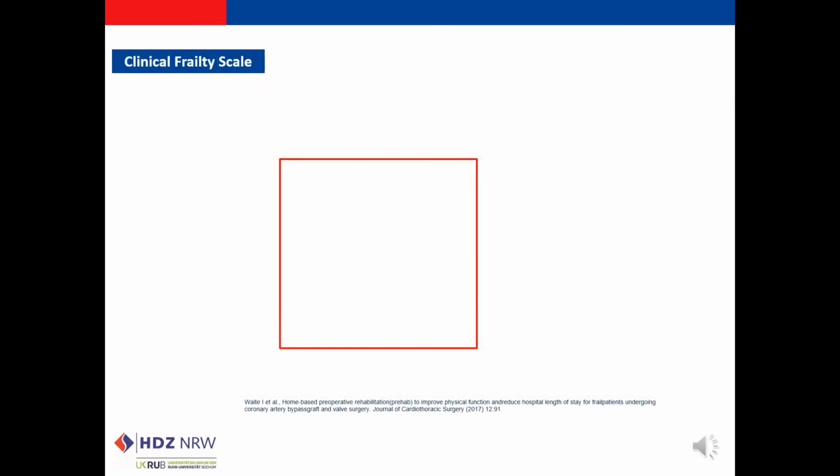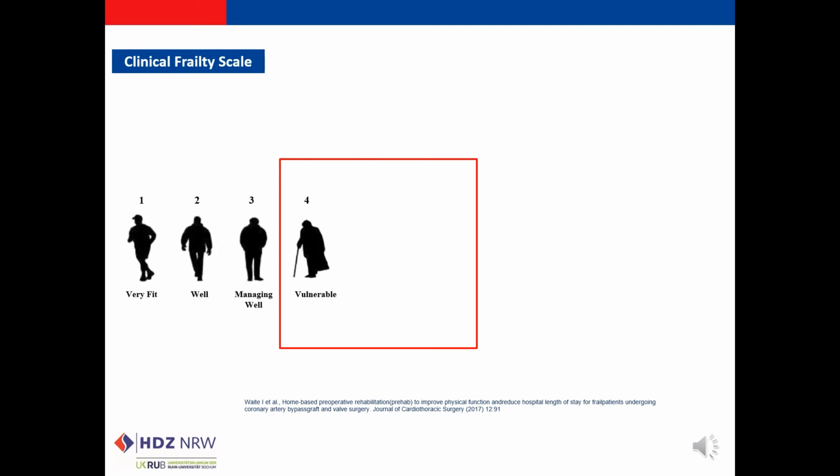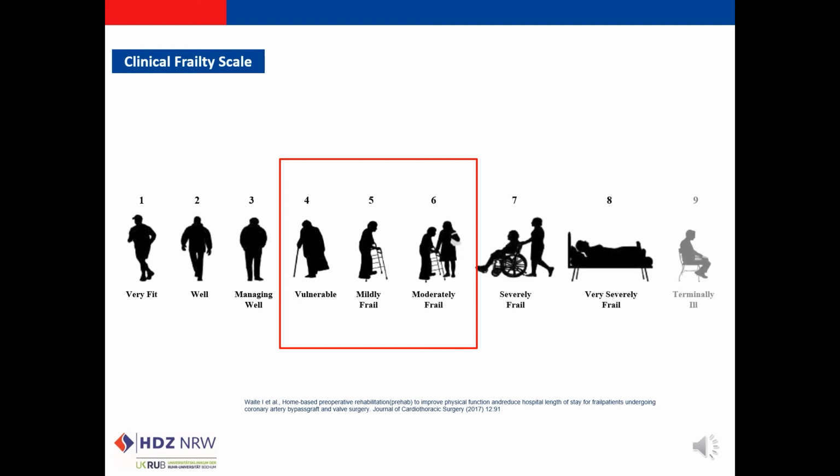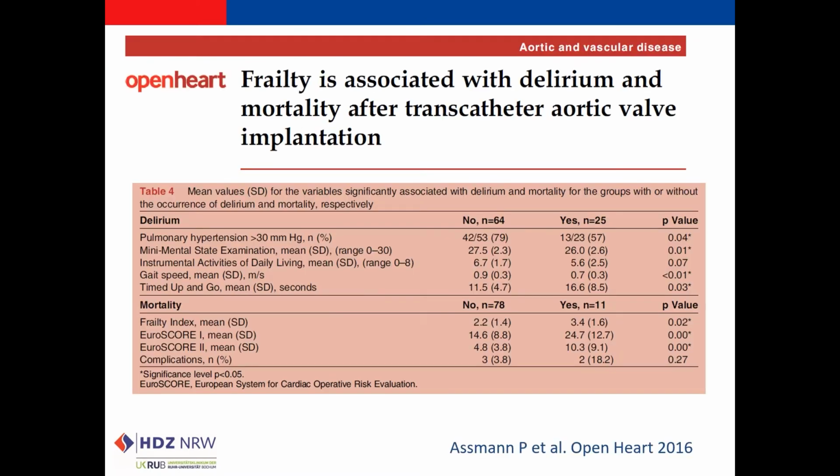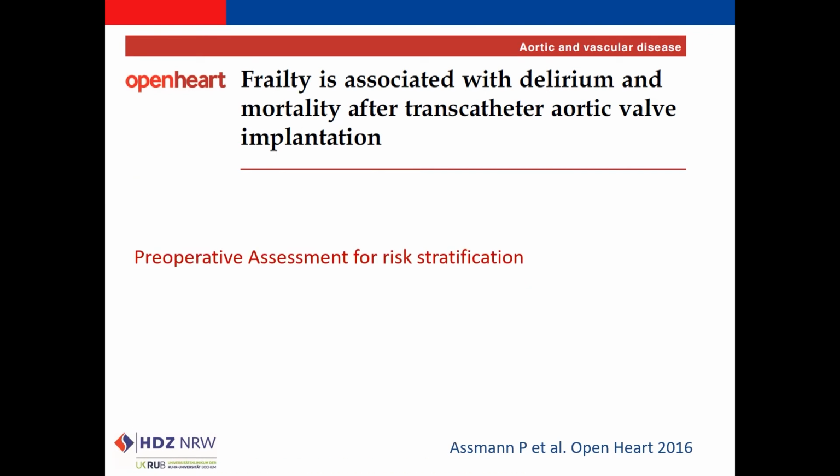Another important point is the clinical frailty scale. You can go like an eyeball system from very fit, well, managing well, to vulnerable, mildly frail, and moderately frail. As far as we know, frailty is associated with delirium and mortality after TAVI implantation, and it has more independent prediction compared to the EuroSCORE. This is the reason why the guidelines include a perioperative assessment for risk stratification in these high-risk patients.